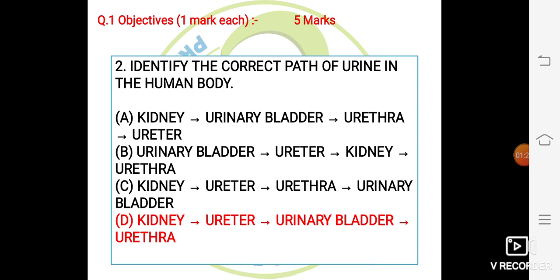Next we have, identify the correct path of urine in the human body. Your 4 options are given to you. Now the right one is D. Why is it so? Urine is formed in the kidney through filtration of blood, then it is passed through the ureter to the urinary bladder, where it is stored. During urination, the urine is passed from the bladder into the urethra. That is the reason D is the answer for the path.